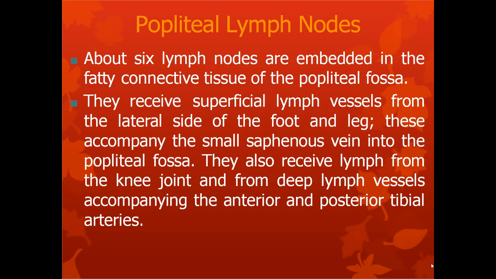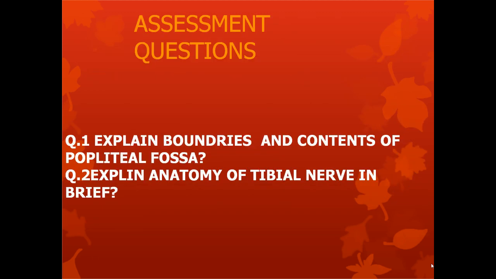Popliteal lymph nodes. There are six lymph nodes embedded in the fatty connective tissue of the popliteal fossa, and they receive superficial lymph vessels from the lateral side of the foot and leg. These accompany the small saphenous vein into the popliteal fossa. They also receive lymph from the knee joint and from deep lymph vessels accompanying the anterior and posterior tibial arteries.